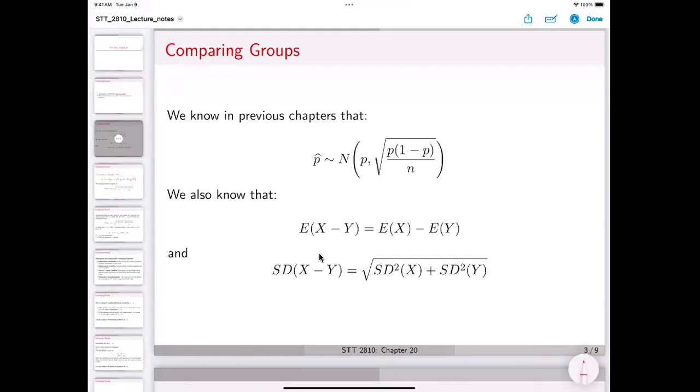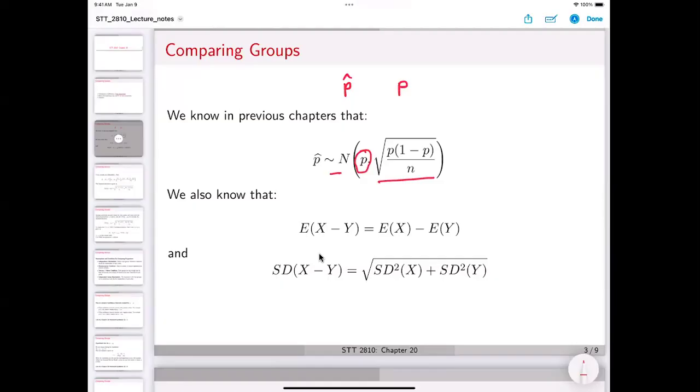With the one proportion we did earlier on, we know that anytime we have p hat, this is the sample proportion, and p is the population proportion. We know that the distribution for p hat is approximately normal. This is the mean and this is the standard deviation. We've learned this already in previous chapters.